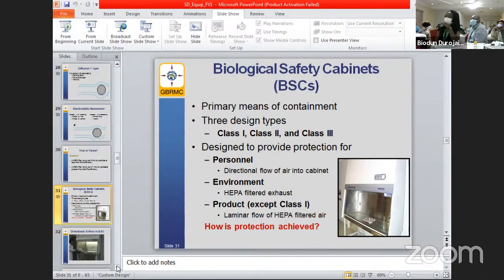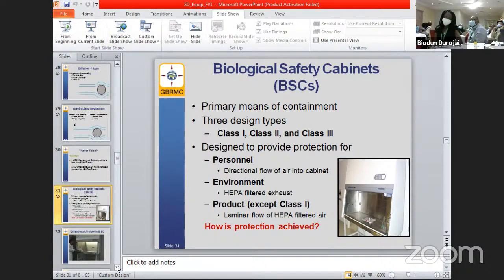Then we talked about the HEPA filter. Air has to be filtered before it goes out. No matter what we're working on, the bottom line is that we protect the personnel, and we protect the environment. And the environment is so important because that is where we live and dwell, and our families.